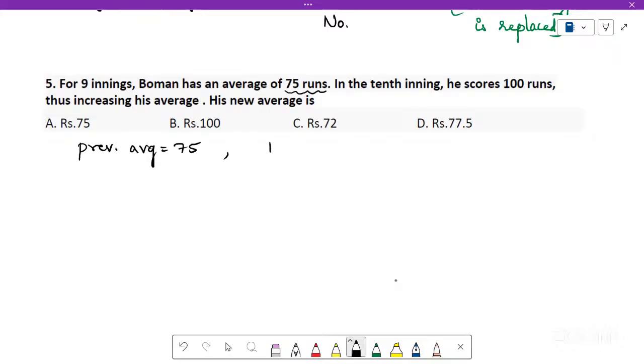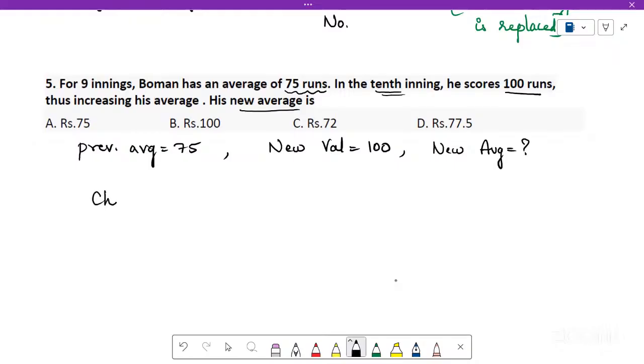And then the new value is 100. He is playing a 10th match, and in the 10th match, he's getting 100 runs. Thus, his average is getting increased. What is the new average? We are supposed to find the new average. To find the new average, we first find the change in average.